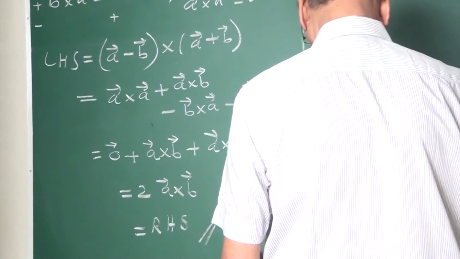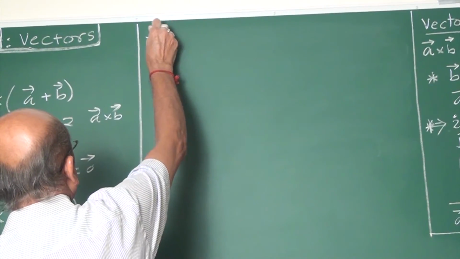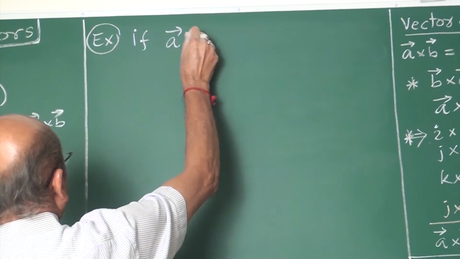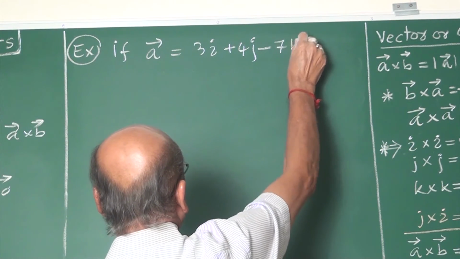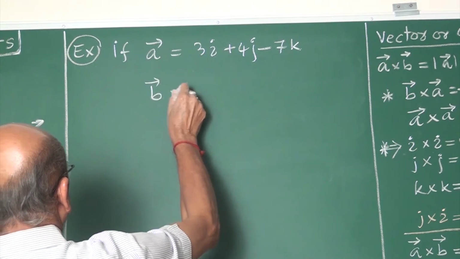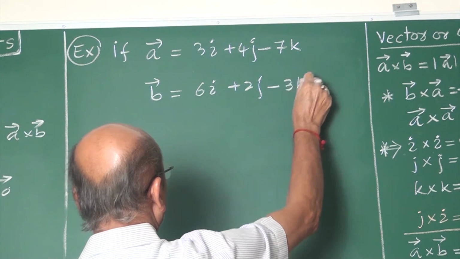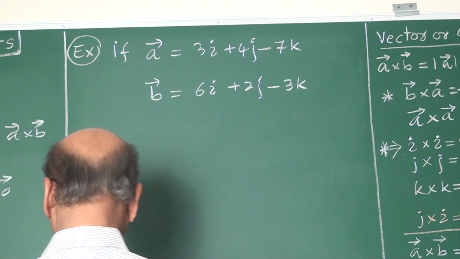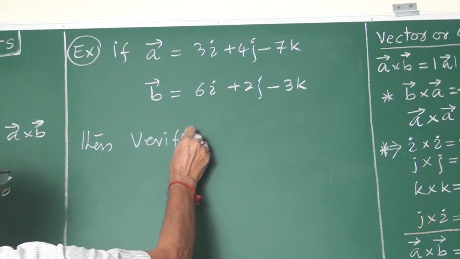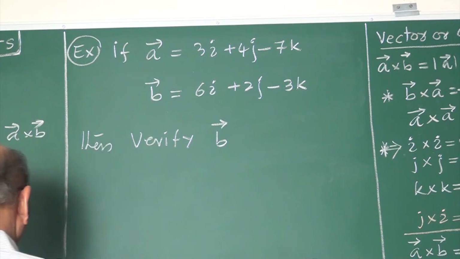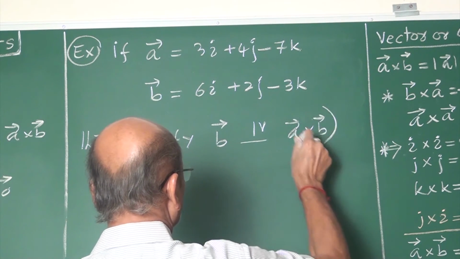Yes, friends. If vector A equal to 3i plus 4j minus 7k, vector B equal to 6i plus 2j minus 3k, then verify whether vector B is perpendicular to A cross B. Is B perpendicular to A cross B?